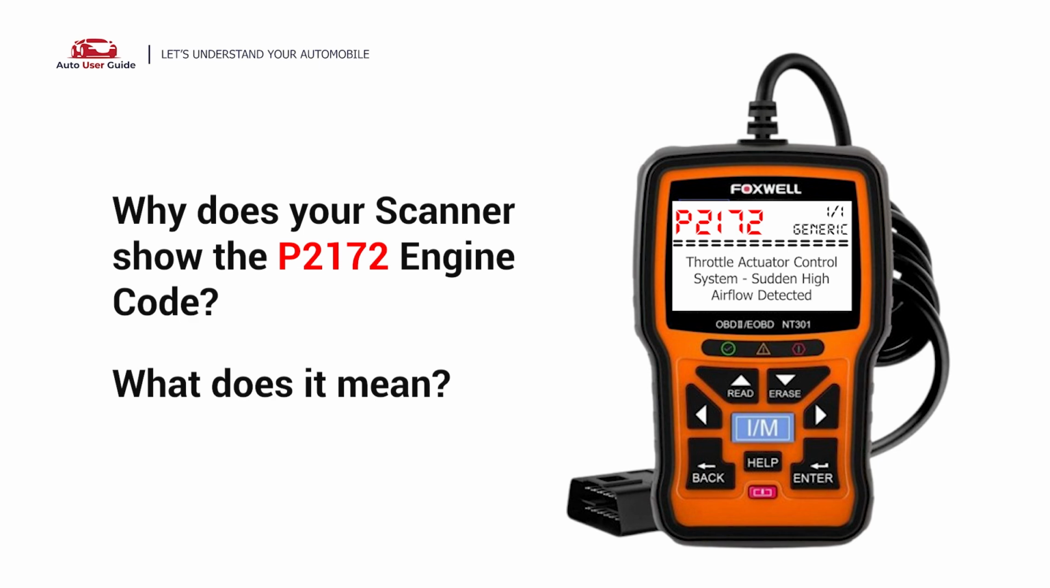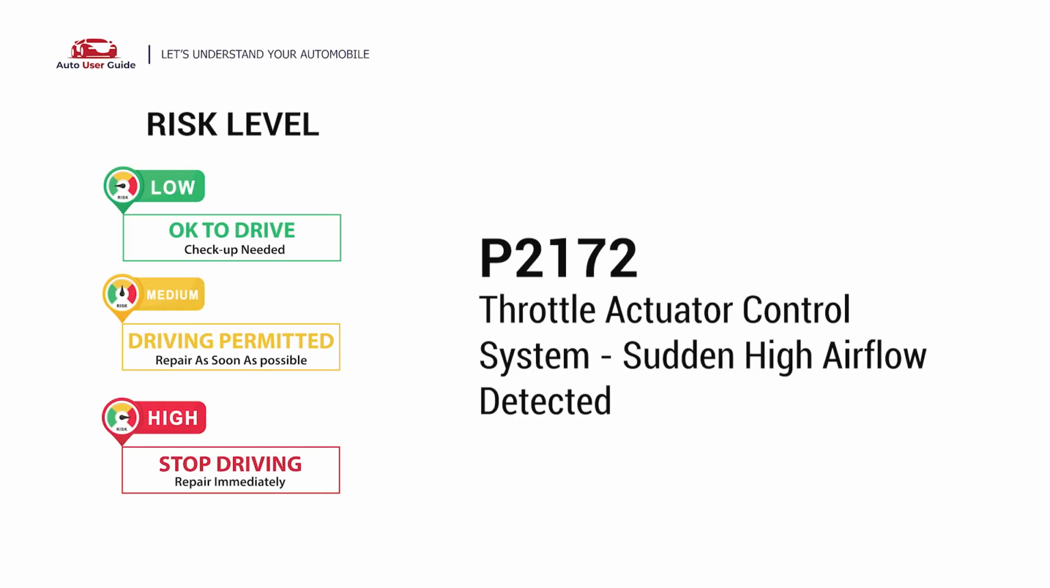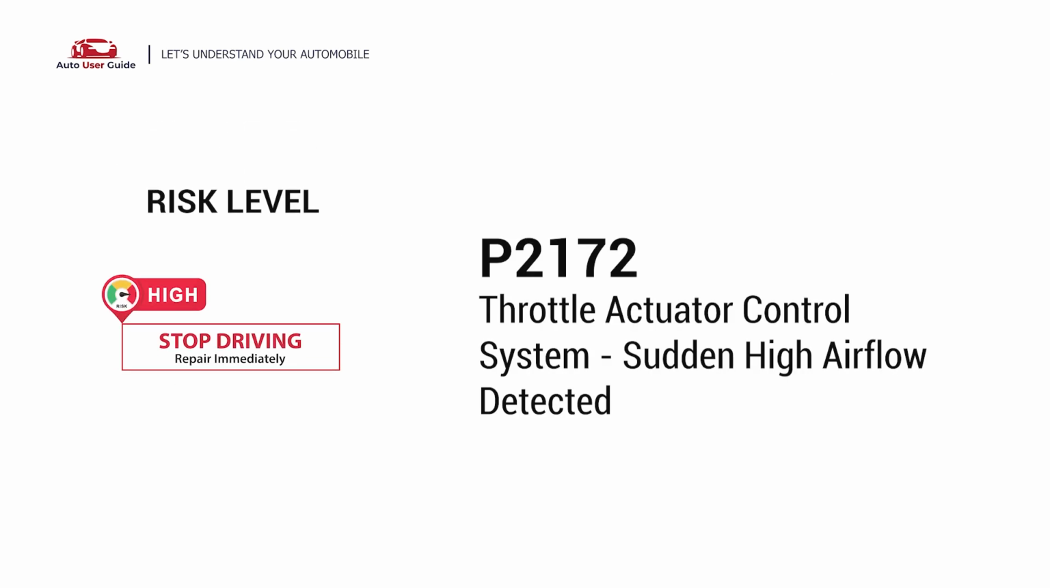Why does your scanner show the P2172 engine code? What does it mean? P2172 is a diagnostic trouble code for throttle actuator control system, sudden high airflow detected.